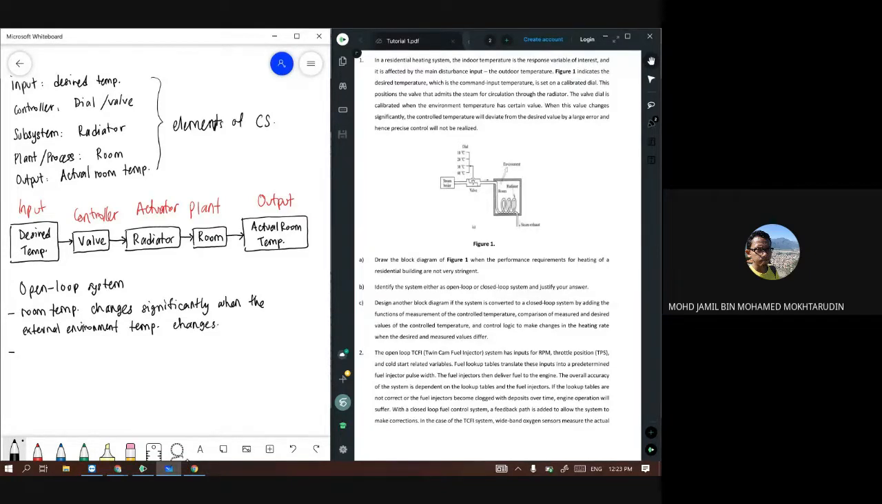So another reason is you need to calibrate the dial to reduce the effect of environment temperature. So last week we have looked at open loop system, that it requires calibration every time for every use. Compared to closed loop, we don't need to calibrate the system.